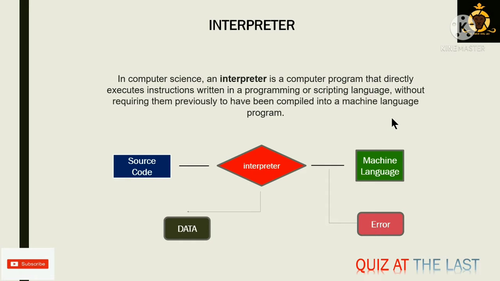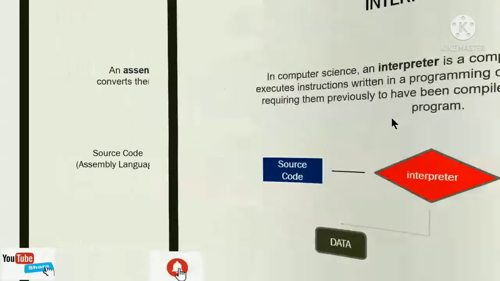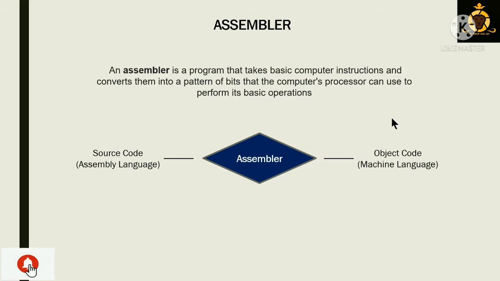Coming to interpreter, it is a program that will directly execute the source code into machine language, providing some data by showing errors and corrections. Coming to assembler, assembler is the program that converts assembly language into the object code.